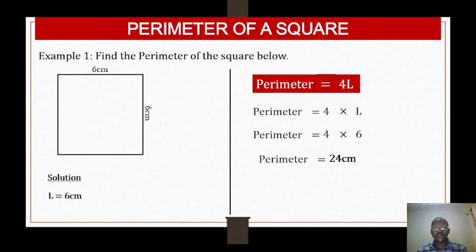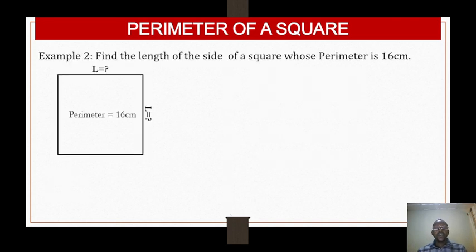Let's take another example. The other example shown on the screen says we should find the length of the side of a square whose perimeter is 16 centimeters. This question is not the same as the first one, because here it asks us to find the length of the side of the square while the perimeter is given. We are going to use the same approach, the same formula. First, let us write out what is given. Perimeter is given and length is the question mark that is not given.